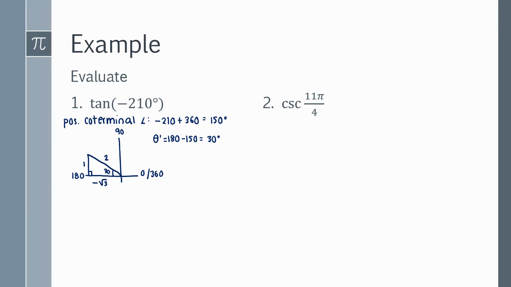Now we can finish it out with the tangent. Remember, the tangent, if you think about SOHCAHTOA, is opposite over adjacent. So the tangent of this -210 degree angle is going to be 1 over -√3. So I'll multiply the top and the bottom by the square root of 3 to rationalize that out. So we'll have a negative value of -√3 over 3.